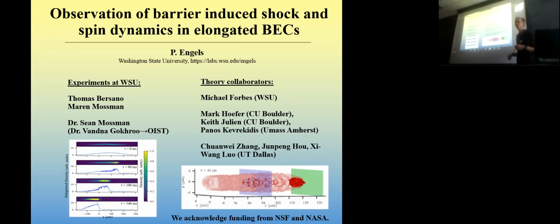And of course, we acknowledge very fruitful collaborations with theorists, and we are always happy to talk to our theorist friends because we learn so much from them. In particular, Michael Forbes. And for the work that I will present you today, we also had very fruitful interactions with applied mathematicians. In particular, Mark Hofer from Boulder, Keith Julian. He's an expert in fluid flow and classical turbulence. And Hannes Kakokidis. And for some spin dynamics, also Chen Wei and this group. And we acknowledge funding from NSF and NASA.